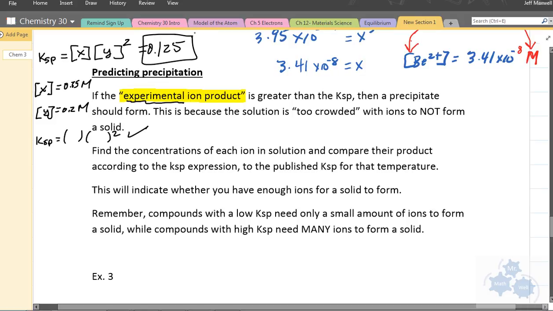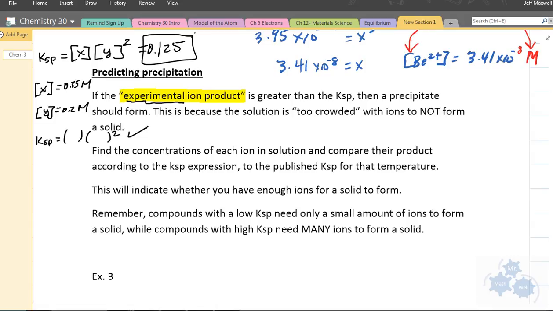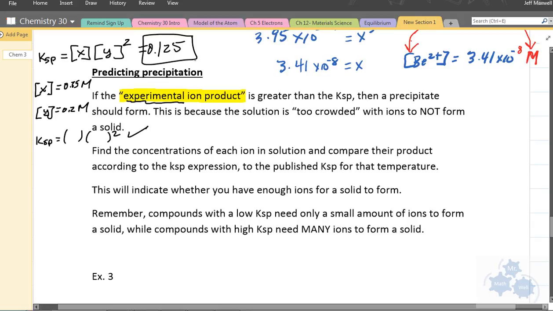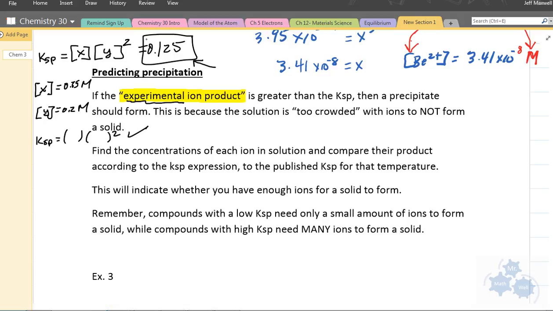So if we have a product greater than that, we're going to have what? Just ions, or we're going to have a product? I'll say that one more time. If we have a product that we determine to be greater than this, are we going to have solid in solution, or are we going to just have ions floating around?